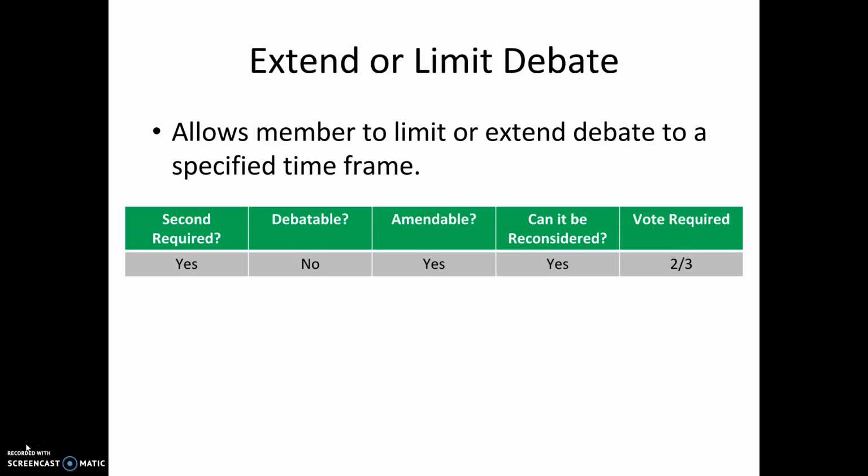Extending or limiting debate. This allows a member to limit or extend debate to a specified time frame. Like, hey, we're only going to talk about this motion for 5 minutes. That's all we got. Ready, go. It does require a second. It is not debatable. It is amendable. It can be reconsidered. And again, because you're limiting discussion and putting a time frame on it, it does require a 2/3 majority vote.